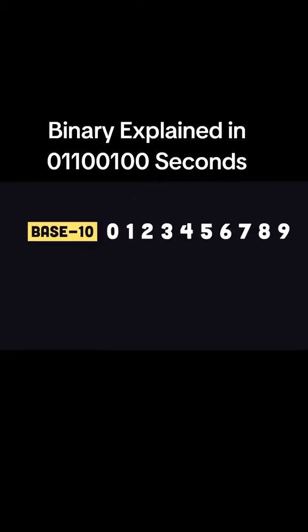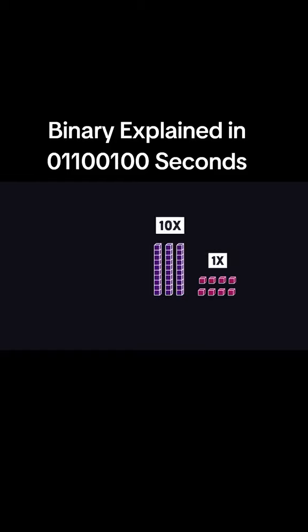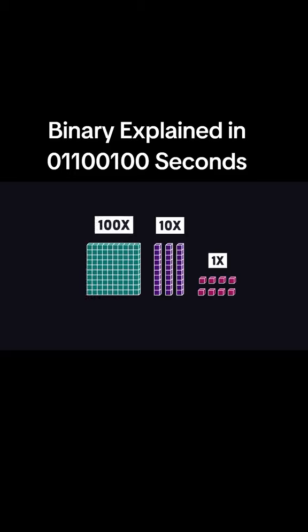In the base 10 system, you have 10 different symbols. When you get to the number 10, you add an extra digit, then another one for 100 and 1000 and so on. This is called positional notation, where each position represents a value 10 times greater than the position on its right.